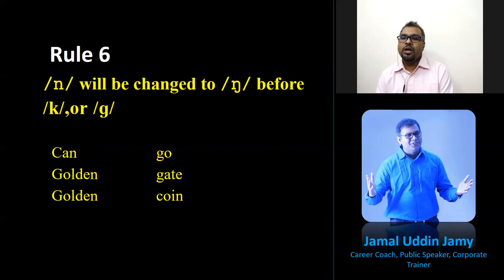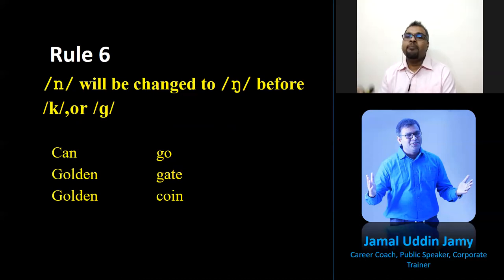Let's go for rule number six. Na will be changed to ing before ka, ga. Like can go together, can go, I can go now, you can go now. Golden gate, golden coin. Can go, you can go now. Na is changing to ing before ka, ga.